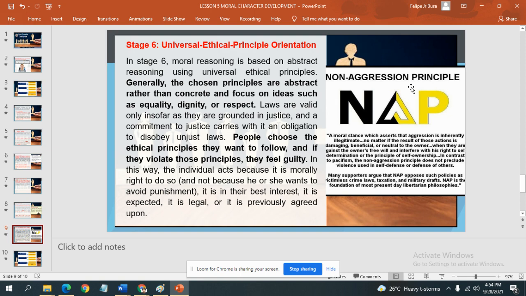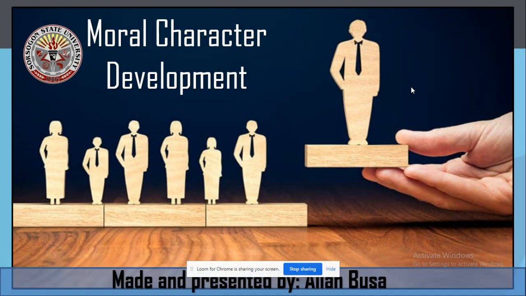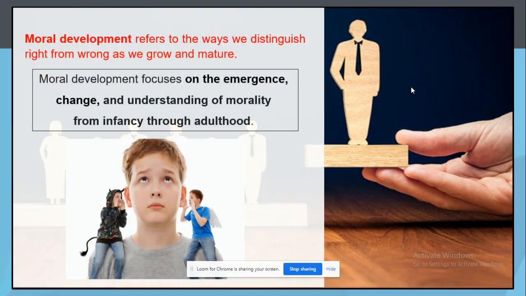So on this stage, adults already have a full concept or a widened concept about the universal principle that must be followed in our society. Alam na ng adult na hindi siya dapat mag-enforce ng any kind of aggression. Examples of aggressions are the ones I've mentioned before, like murder, rape, kidnapping, assault, robbery, theft, and vandalism. So that sums up the moral character development.